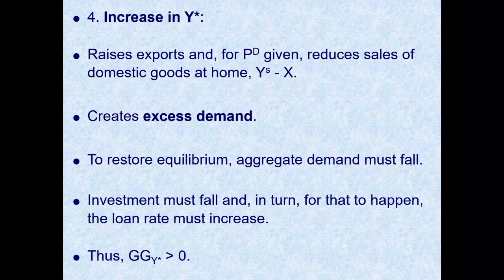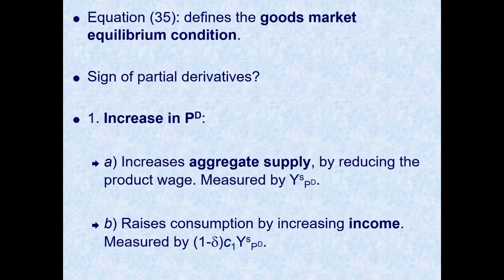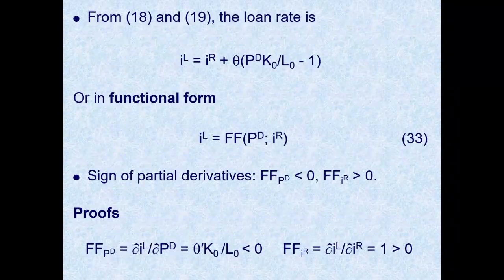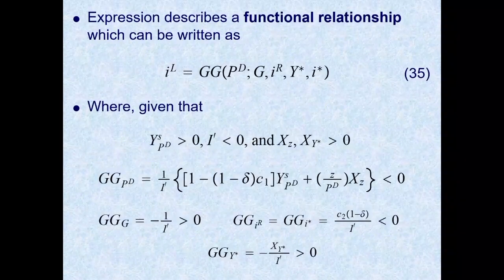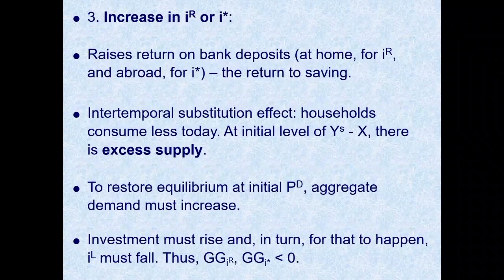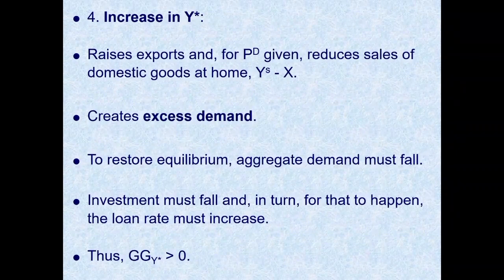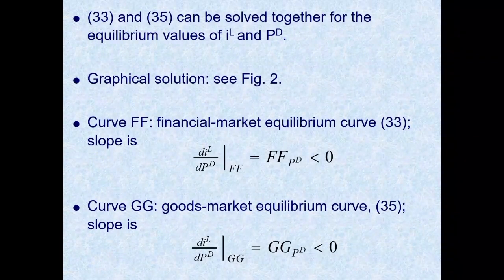What is Y star? Foreign output. That was defined when we defined exports. Export is a function of Z and Y star. So now basically I have two equations: FF, which relates IL and PD, and GG, which relates IL and PD. Both of them have a range of additional variables after the semicolon, which are all exogenous, which we're going to study later on. But essentially, since I have two equations in two unknowns, I can study the equilibrium graphically, which is the nice thing about it.